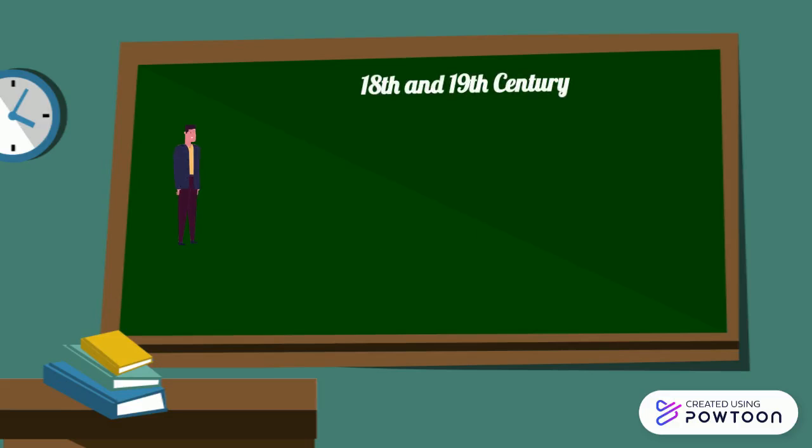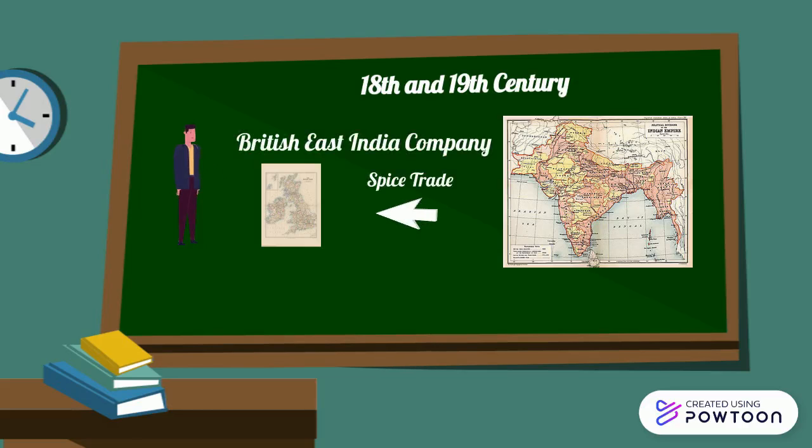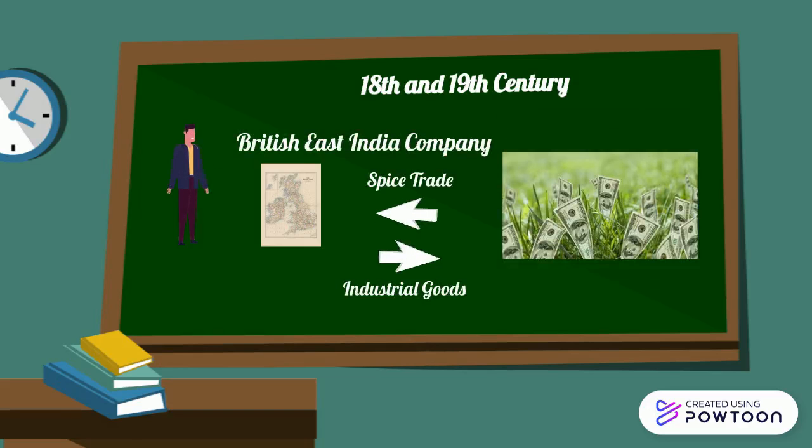During the 18th and 19th century, British influence over the subcontinent became ever so larger. The British East India Company controlled the spice trade while selling British goods mass-produced from factories to India and China for a substantial amount of revenue.